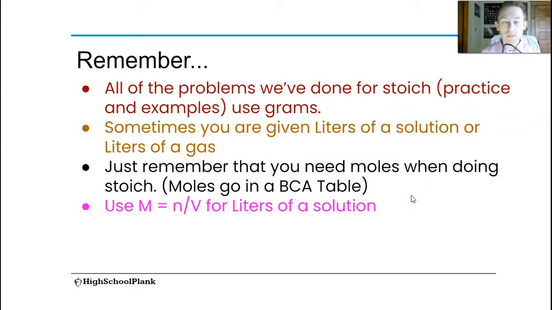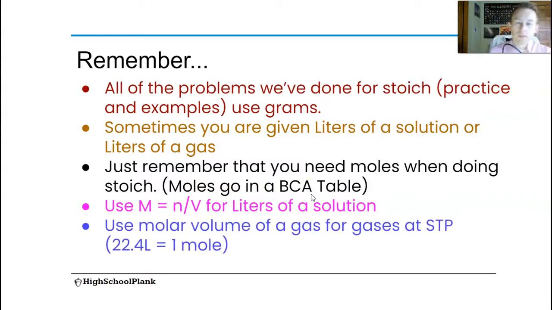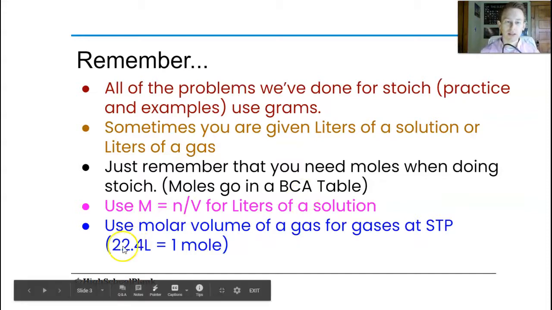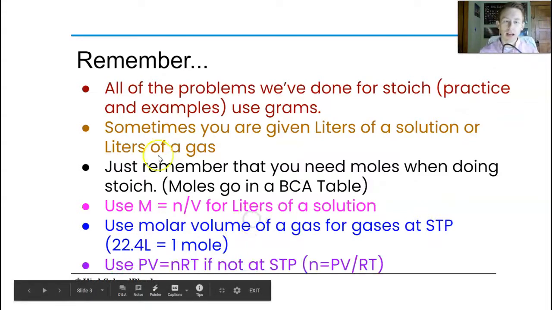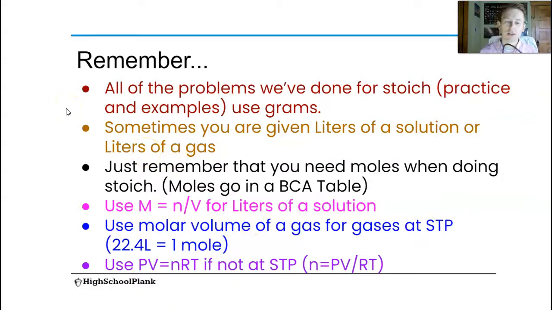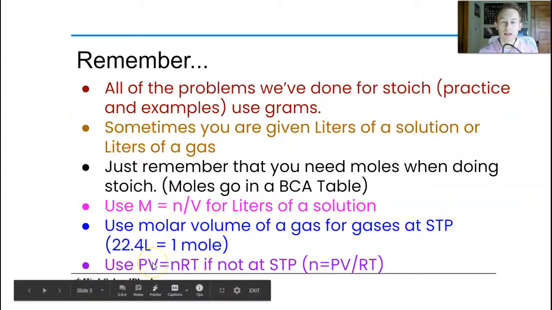If you're given molarity of a solution, you're going to use this equation. Molarity equals number of particles or moles divided by the volume in liters, if you have liters of a solution. And you're going to use molar volume of a gas if it's a gas at STP. That molar volume of a gas is 22.4 liters for every 1 mole. Lastly, if you're in that rare situation of not being at STP, you're going to use the ideal gas law, PV equals nRT, and you just rearrange that to solve for moles, because again, we need to be in moles for stoichiometry.